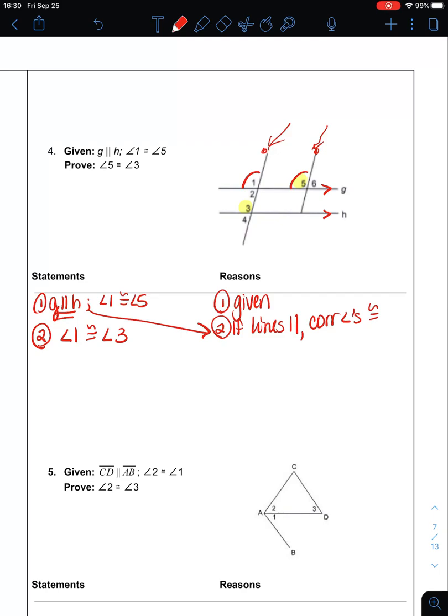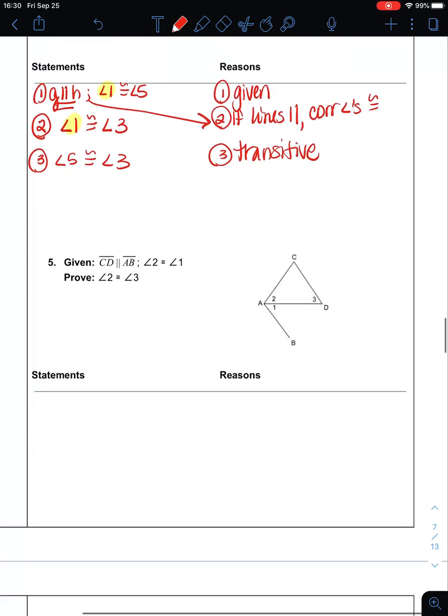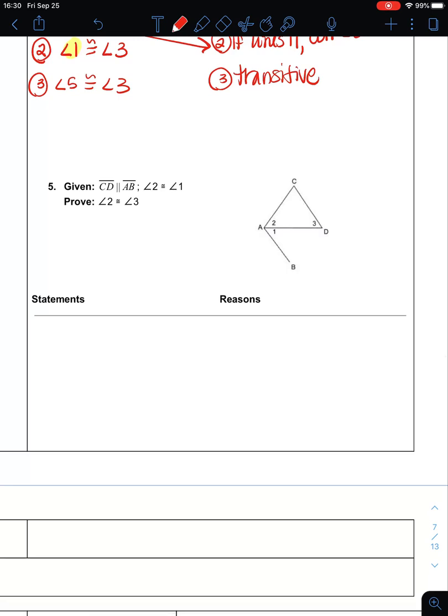Now look at what you've got. I went from 5 to 1, and I went from 1 to 3. Now I've just attached 5 to 3 directly because I can take out this middleman of angle 1. So I can go straight to saying that angle 5 is congruent to angle 3. And I know that because the transitive property allows me to take out that middleman. Okay? Last one.